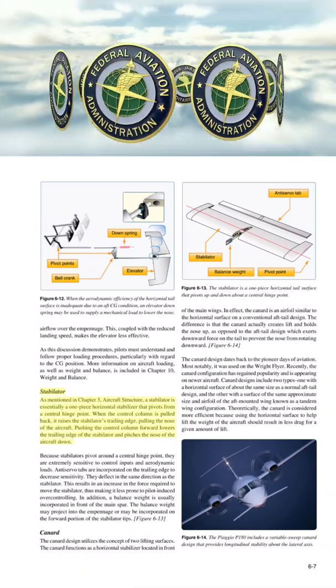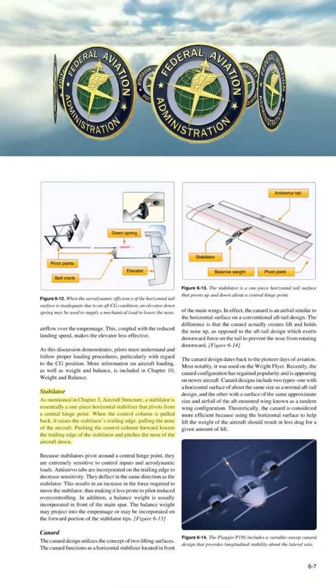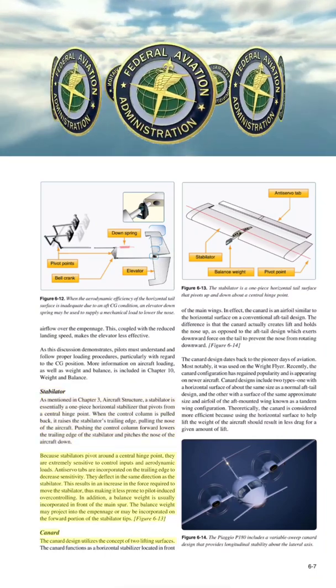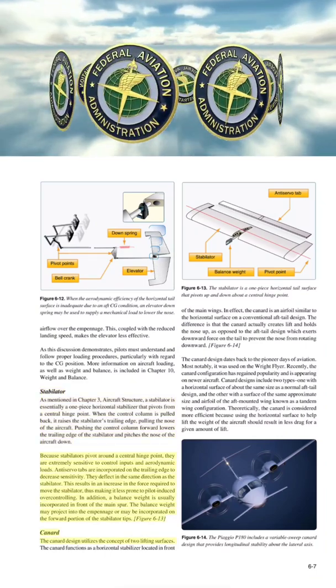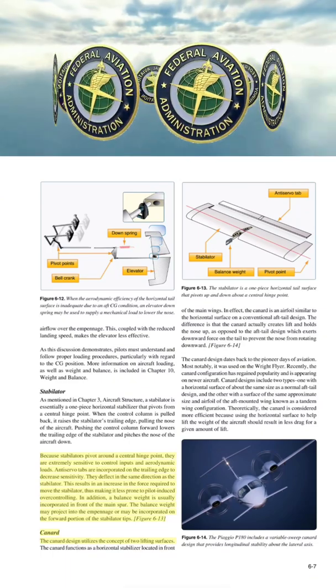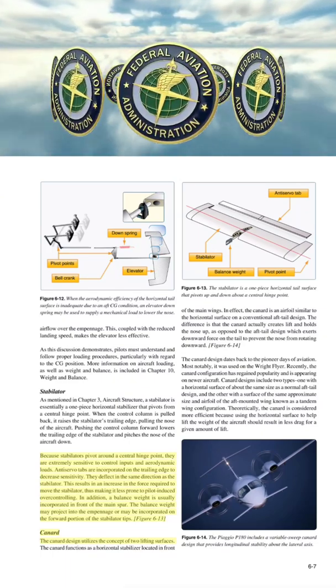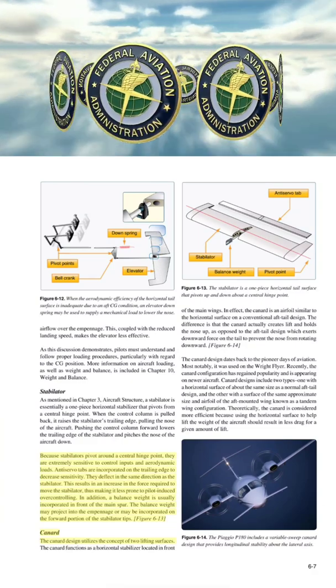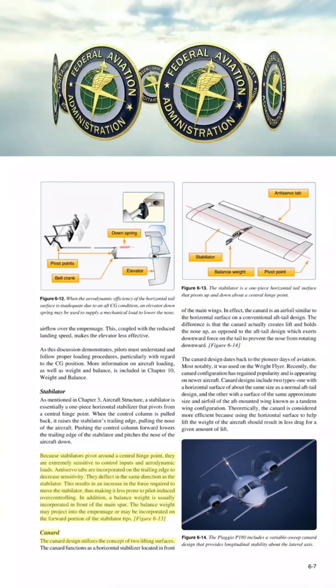Pushing the control column forward lowers the trailing edge of the stabilator and pitches the nose of the aircraft down. Because stabilators pivot around a central hinge point, they are extremely sensitive to control inputs and aerodynamic loads. Anti-servo tabs are incorporated on the trailing edge to decrease sensitivity. They deflect in the same direction as the stabilator.